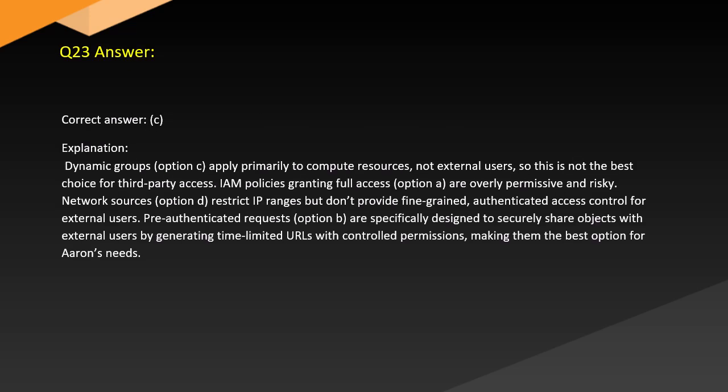Answer. Correct answer, B. Explanation. Dynamic groups, option C, apply primarily to compute resources, not external users, so this is not the best choice for third-party access. IAM policies granting full access, option A, are overly permissive and risky. Network sources, option D, restrict IP ranges but don't provide fine-grained, authenticated access control for external users. Pre-authenticated requests, option B, are specifically designed to securely share objects with external users by generating time-limited URLs with controlled permissions, making them the best option for Aaron's needs.